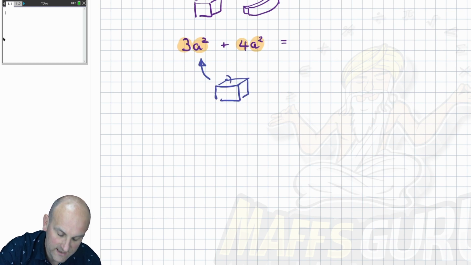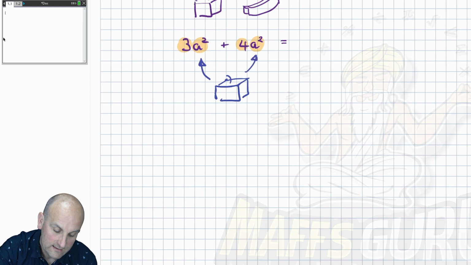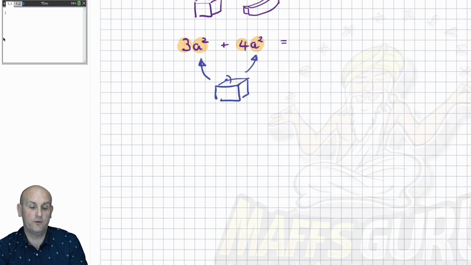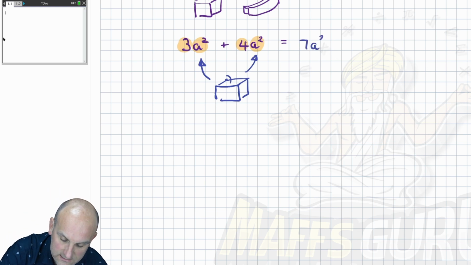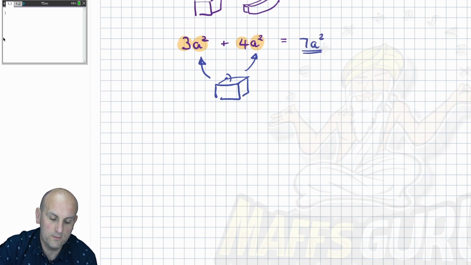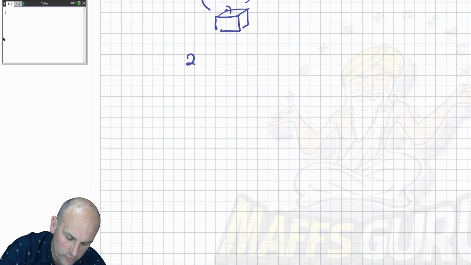I want to draw it again. There's my square apple, and there are square apples. They're the same. So I've got 3 square apples and 4 square apples, which gives me 7 square apples.